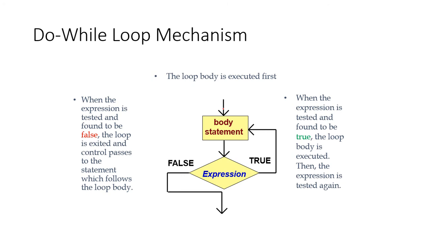The flowchart is like this one. So this is the body statement, and then this is the selection or the condition checker. If it is still true, then it will repeat this body statement, but if it is false, then it will exit from the looping.